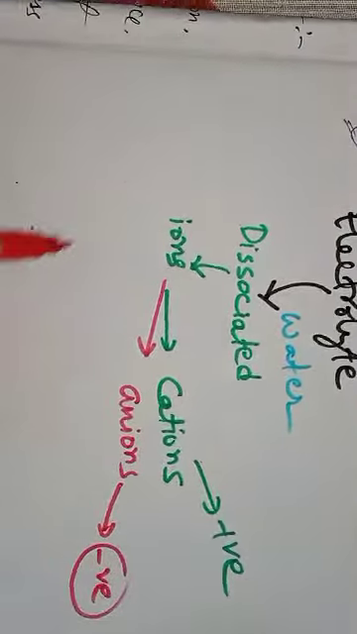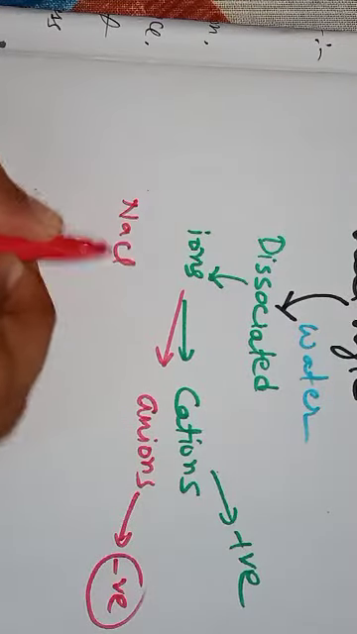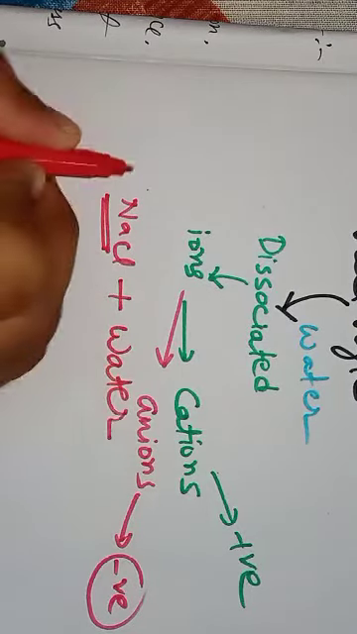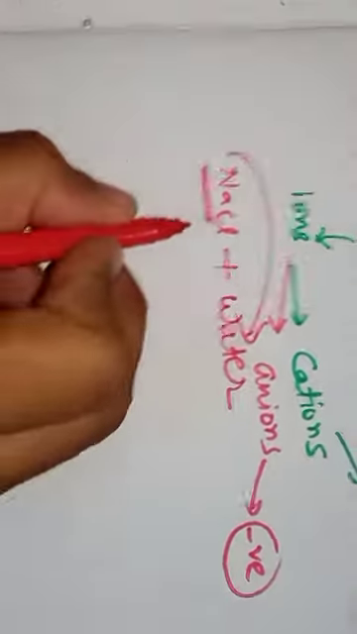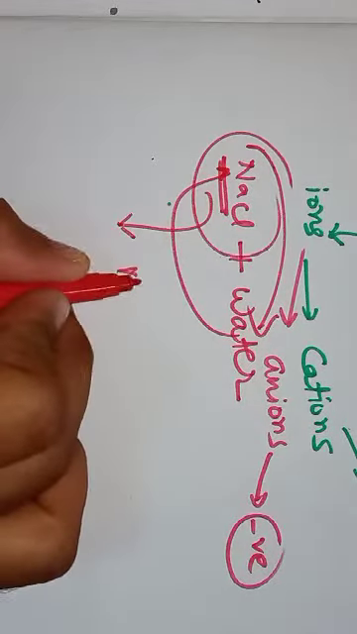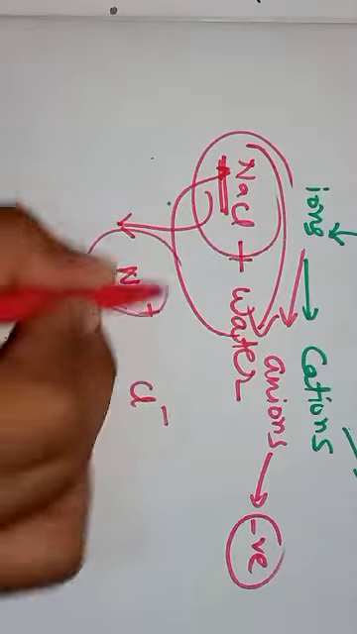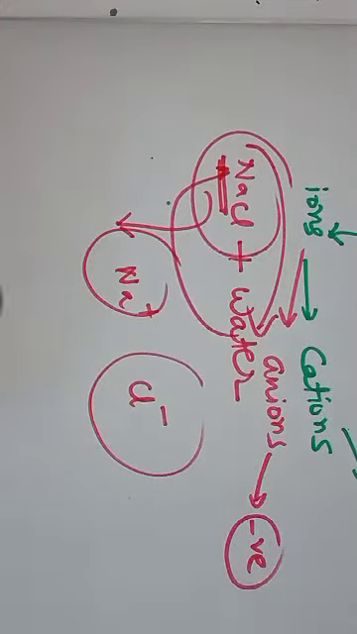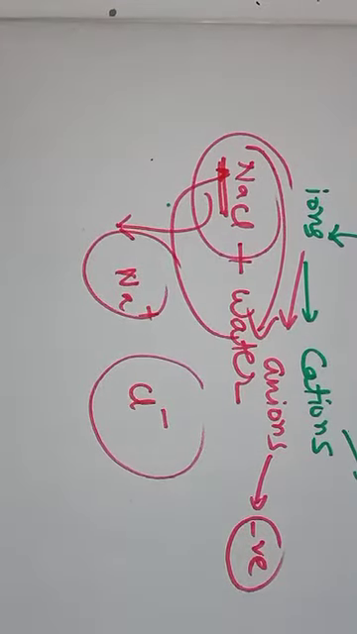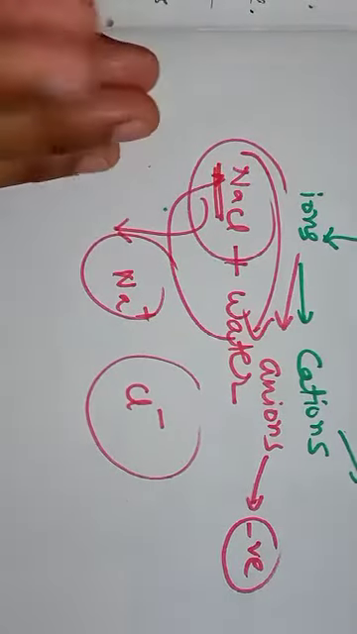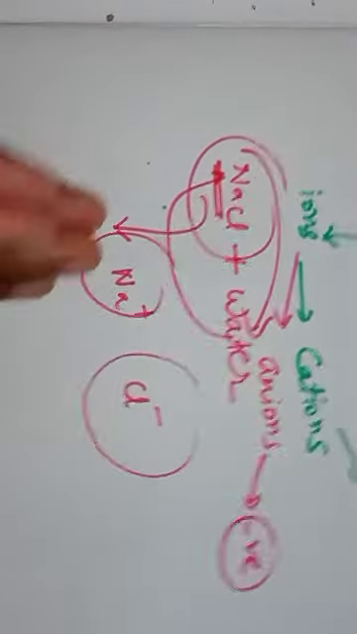For example, if you take NaCl, according to Arrhenius, when you dissolve NaCl in water, what will happen? Water will make this electrolyte dissociated into Na plus and Cl minus, thereby making it ionic, that is, ionizing it. So only water can make an electrolyte conduct electricity. Only water can make an electrolyte ionized.